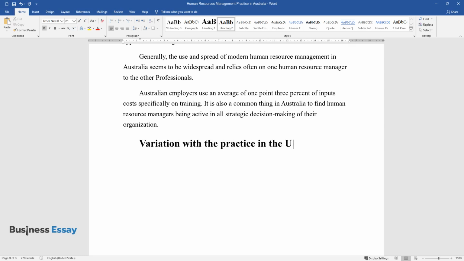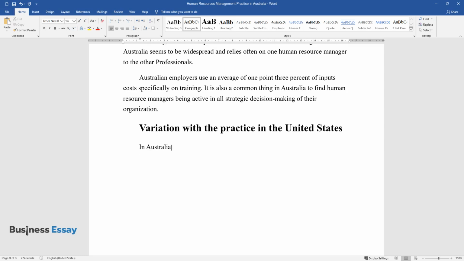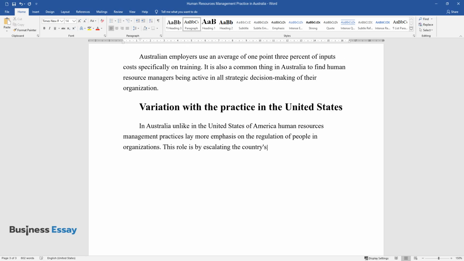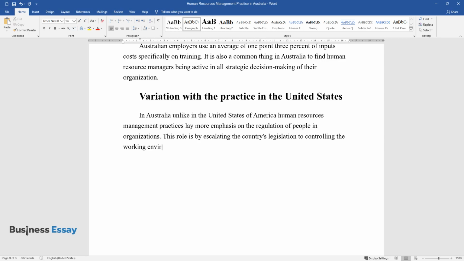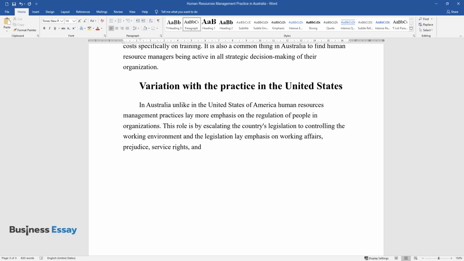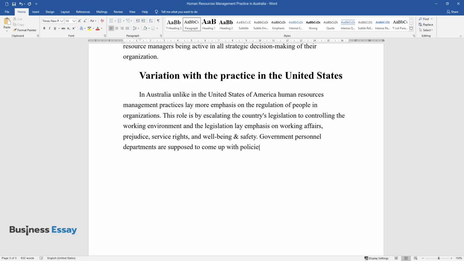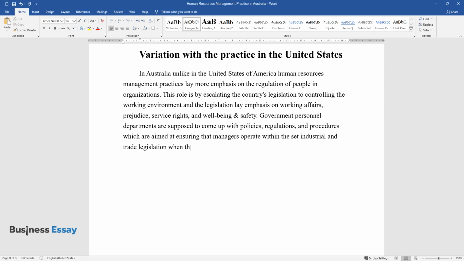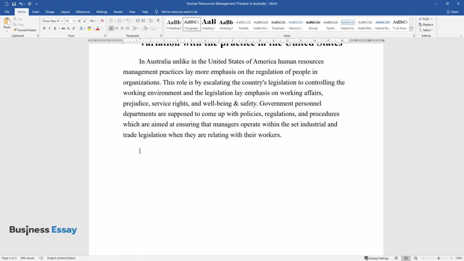Variation with the practice in the United States. In Australia, unlike in the United States of America, human resources management practices lay more emphasis on the regulation of people and organizations. This role is by escalating the country's legislation to control the working environment, and the legislation lays emphasis on working affairs, prejudice, service rights, and well-being and safety. Government personnel departments are supposed to come up with policies, regulations, and procedures which are aimed at ensuring that managers operate within the set industrial and trade legislation when they are relating with their workers.